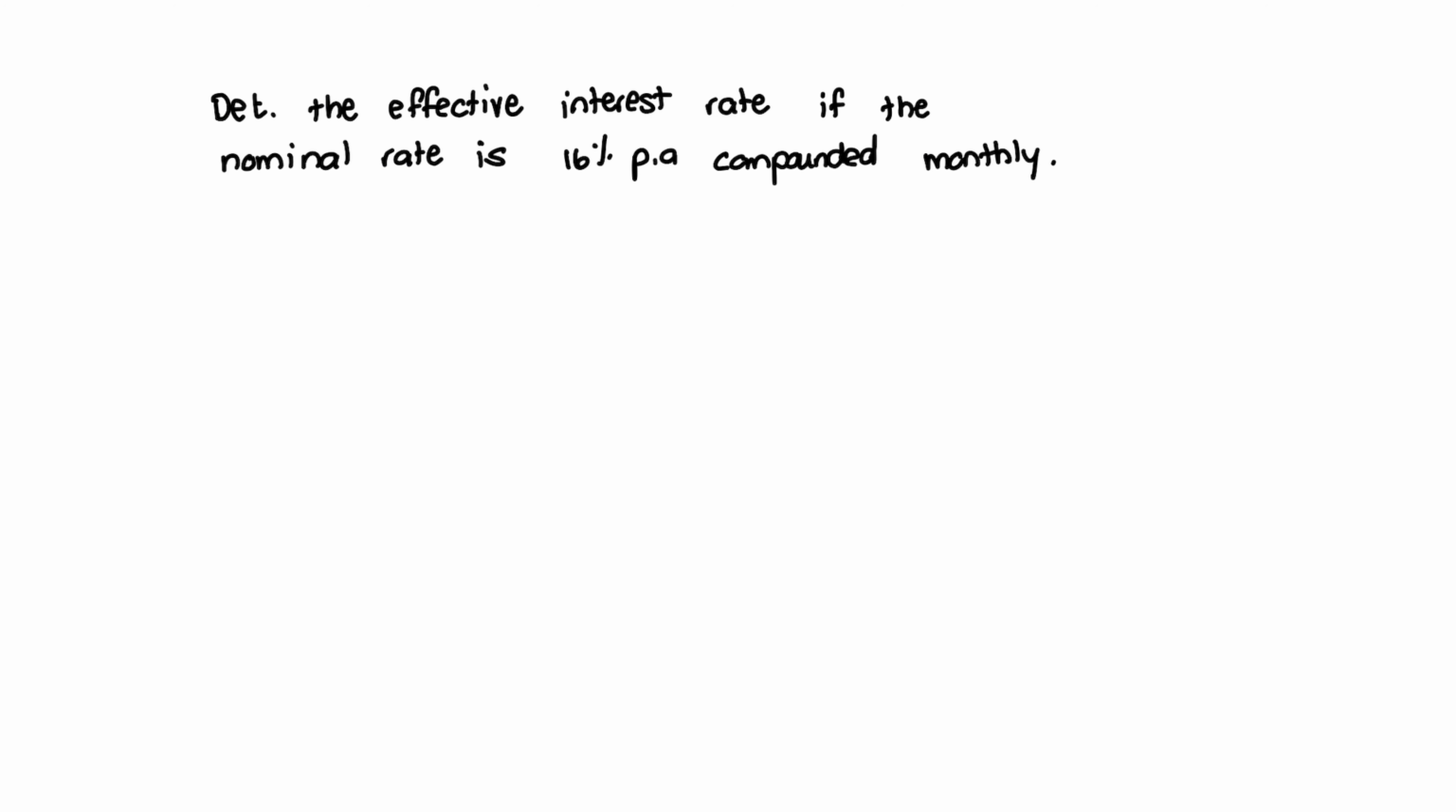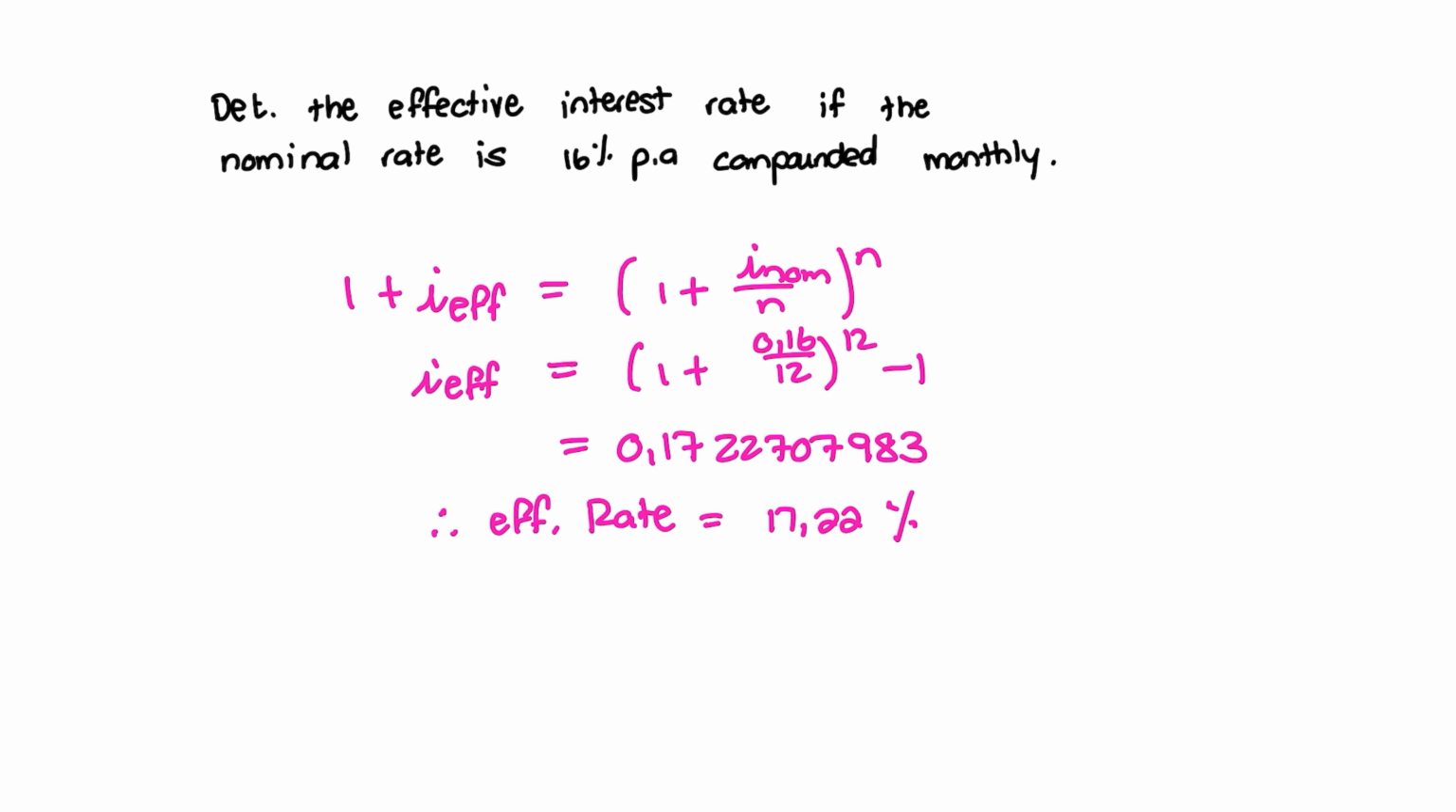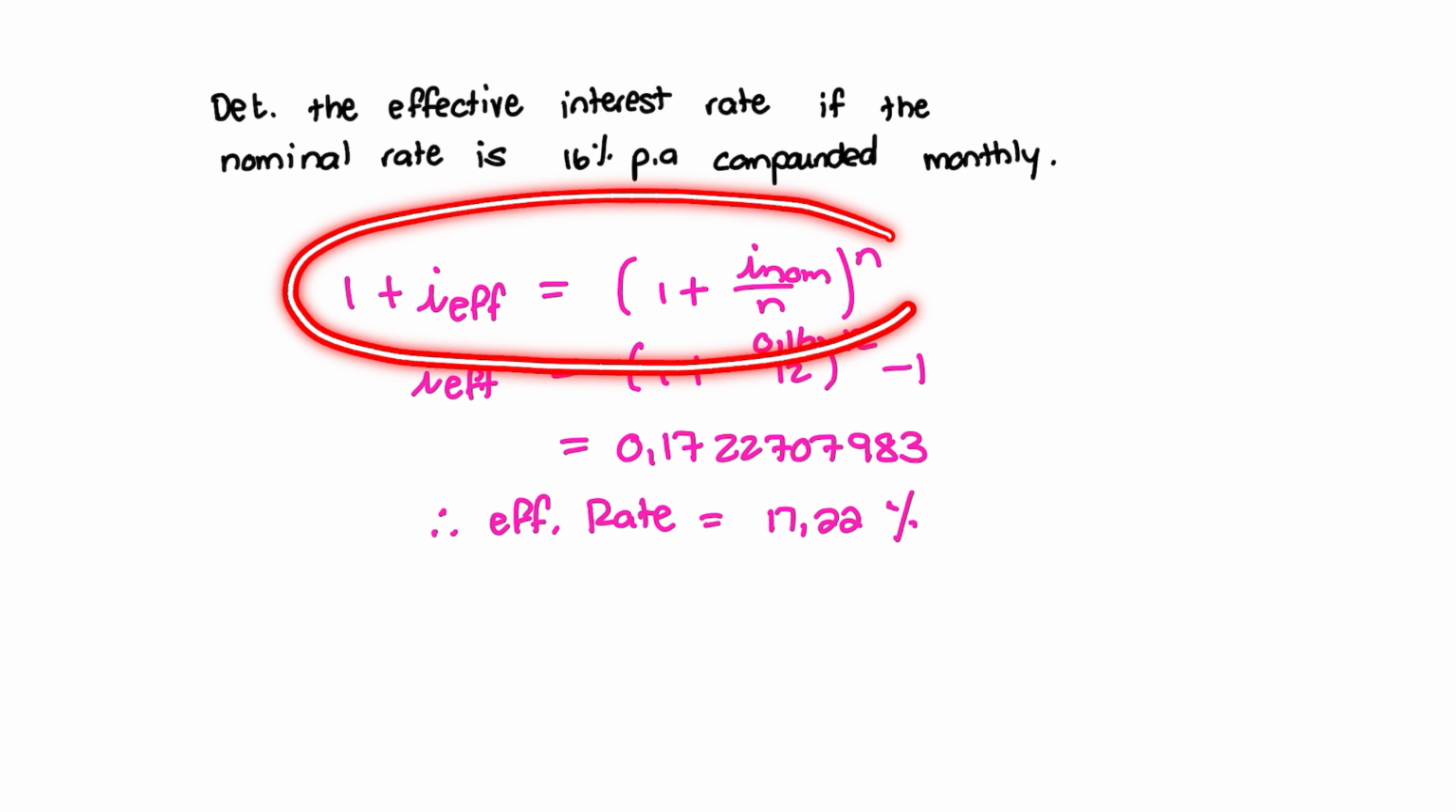In this video, we are going to determine the effective interest rate if the nominal rate is 16% per annum compounded monthly. So the solution is quite short, but I need you to remember that the equation for effective and nominal interest rate is not on your formula sheet, so you need to memorize this.